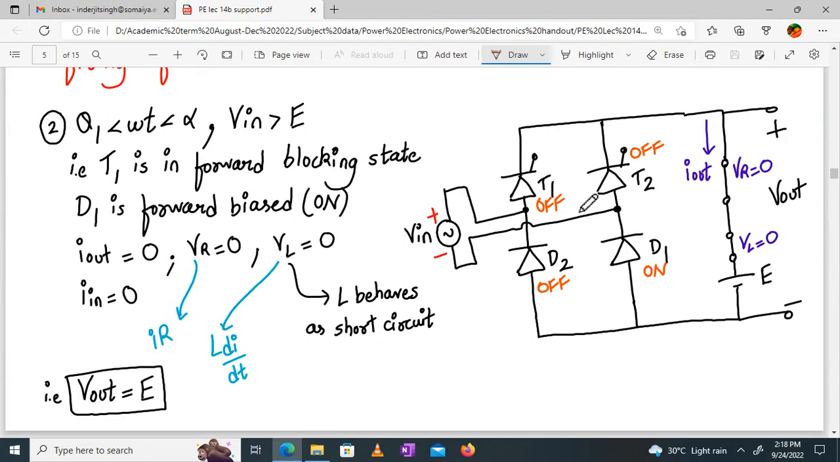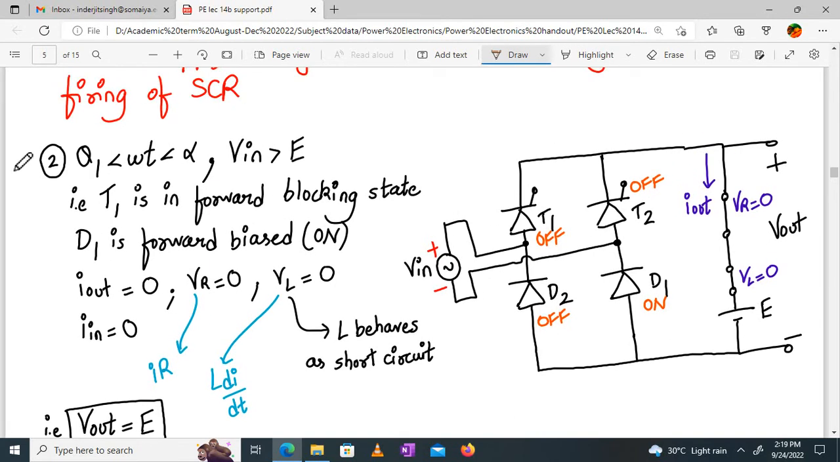So eventually we require a pair for that output to follow the input source voltage. But in this case, T2 and D2 are off only in a positive half cycle, so no question of them being on. D1 is on, T1 is off. So my output current will actually be zero because the current flowing through it will be zero.